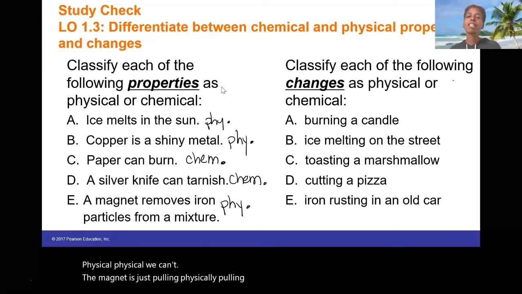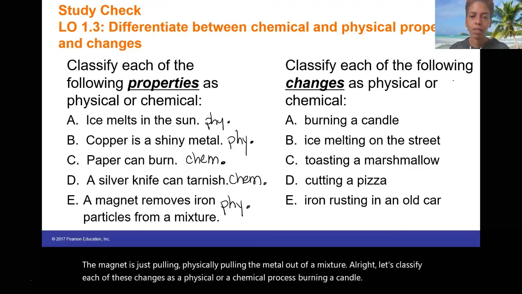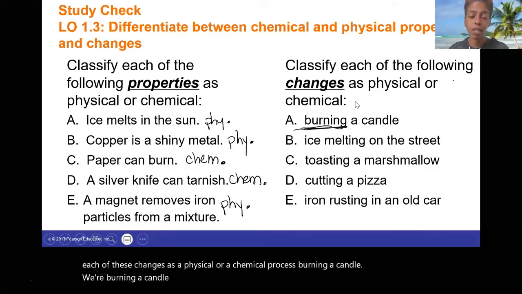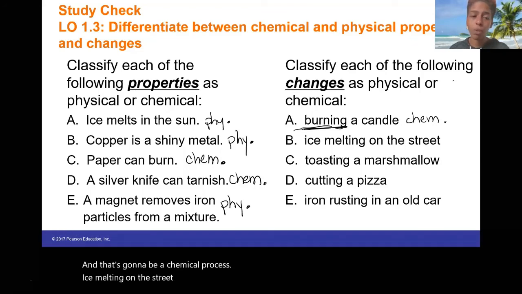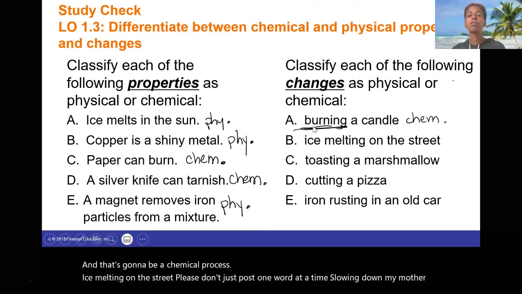All right, let's classify each of these changes as a physical or a chemical process. Burning a candle. We're burning a candle. That word should tell you that a chemical reaction is occurring, and that's going to be a chemical process. Ice melting on the street. Please don't just post one word at a time. You're slowing down my Zoom screen.